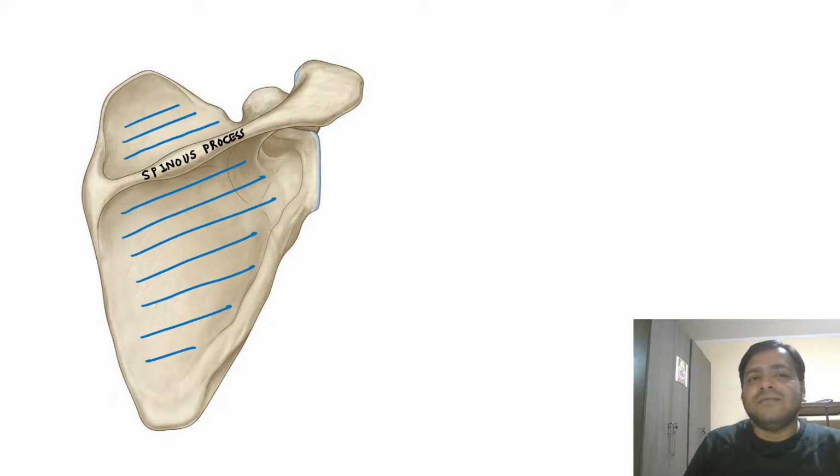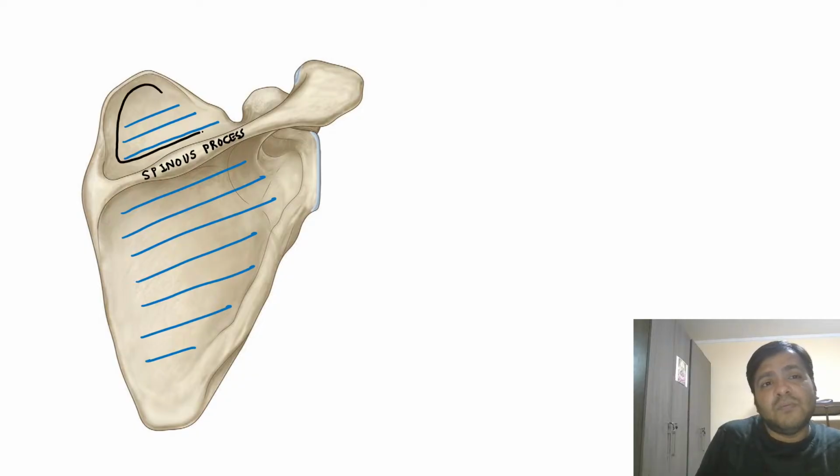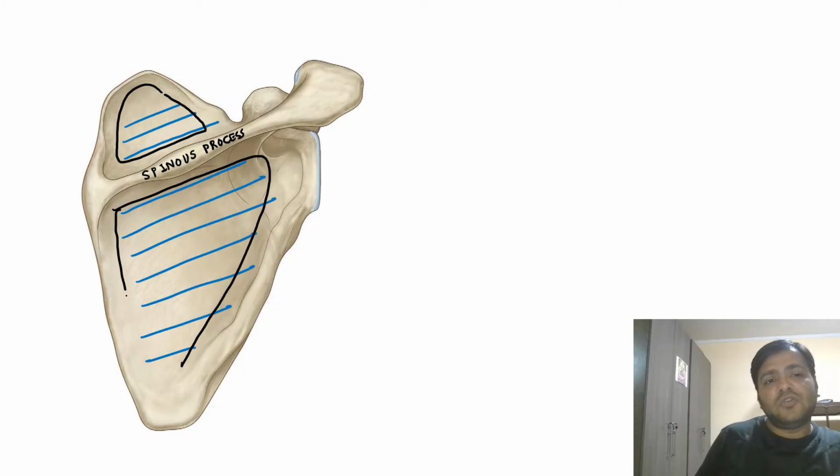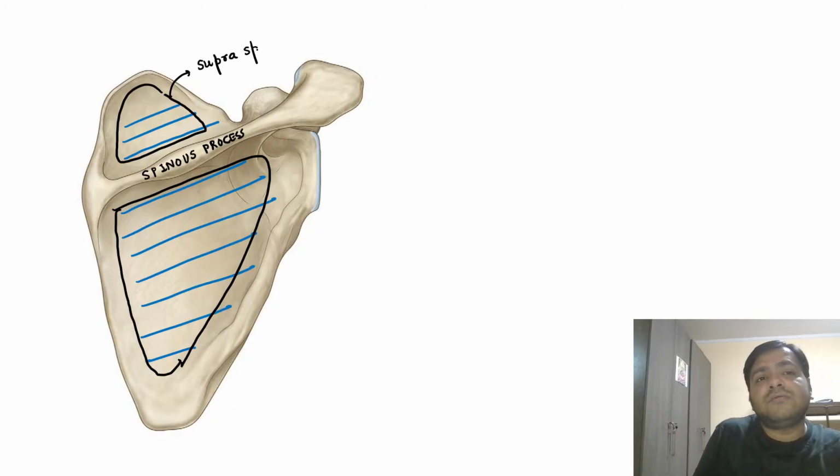Now we have the spinous process which divides the posterior surface into a small supra part and a big infra part. एक छोटा सा टुकड़ा ऊपर की तरफ आ रहा है और एक बड़ा टुकड़ा नीचे आ रहा है पोस्टीरियर सरफेस का. So this is called the supraspinous part, because supra means superior and it is above the spinous process. And below we will have the infraspinous part.